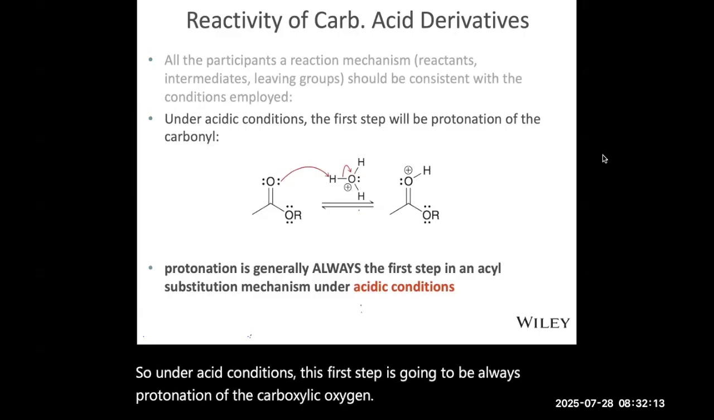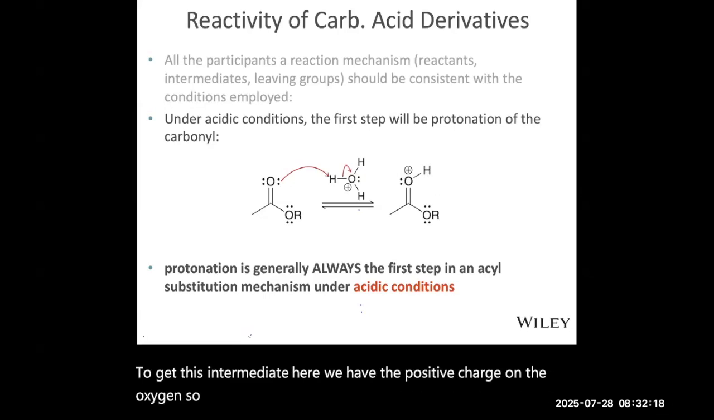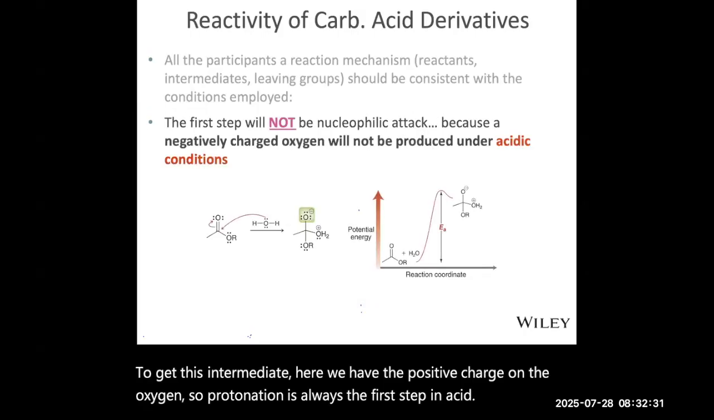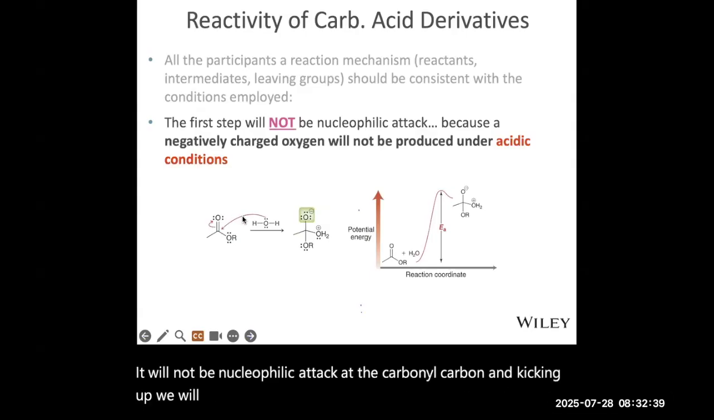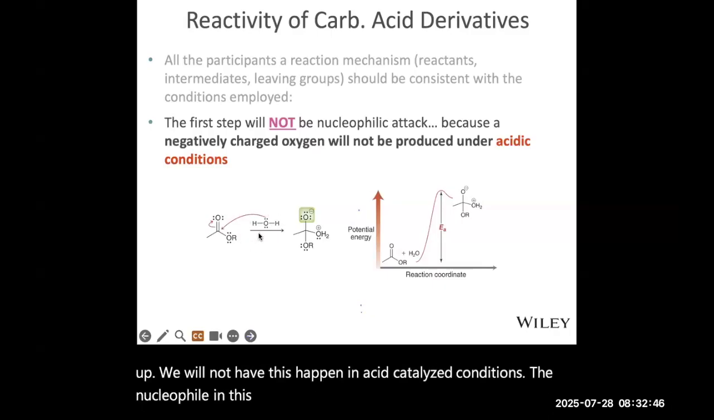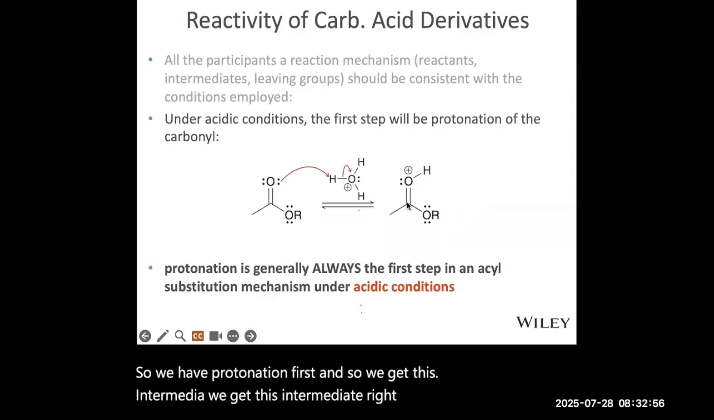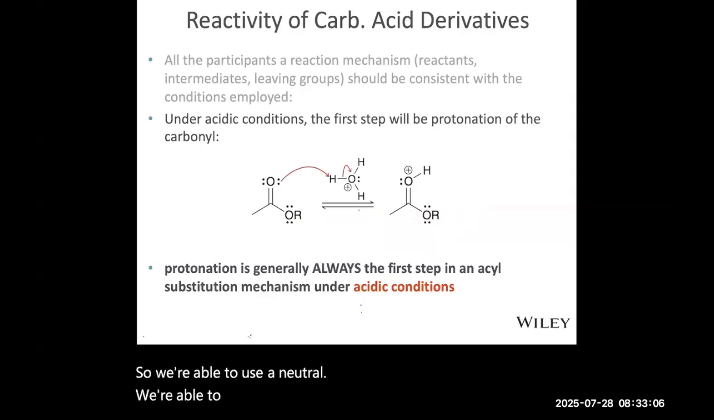So under acid conditions, this first step is going to be always protonation of the carbonyl oxygen to get this intermediate here where we have the positive charge on the oxygen. So protonation is always the first step in acid. The first step will not be nucleophilic attack at the carbonyl carbon and kicking up. We will not have this happen in acid catalyzed conditions. The nucleophile in this case isn't strong enough. So we have protonation first. We get this intermediate right here. And so this carbon is much more electrophilic. We're able to use a neutral nucleophile to make this happen.